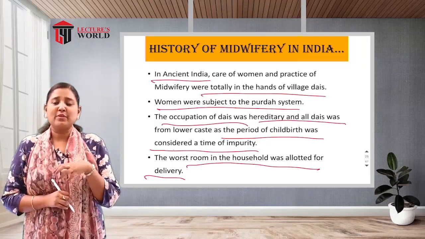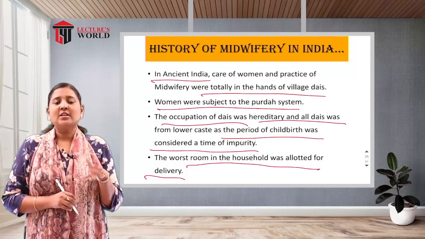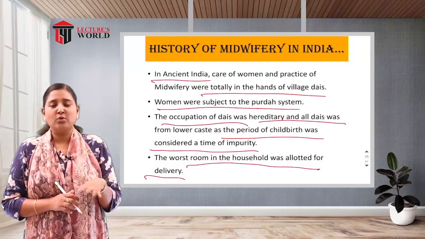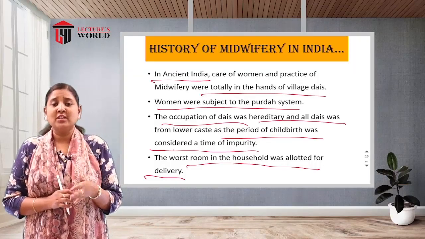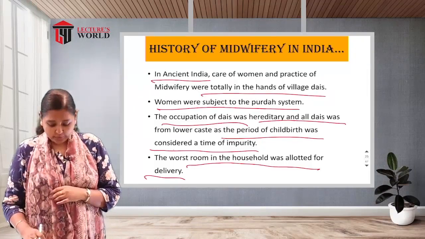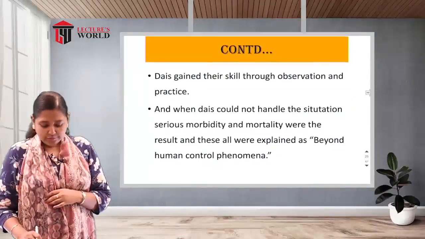So the dai will come from the lower caste directly into the household waste room, the storeroom, and there the mother will deliver and the baby will be given into the hands of the mother, and the dai will go on her way. So after that, what happens?